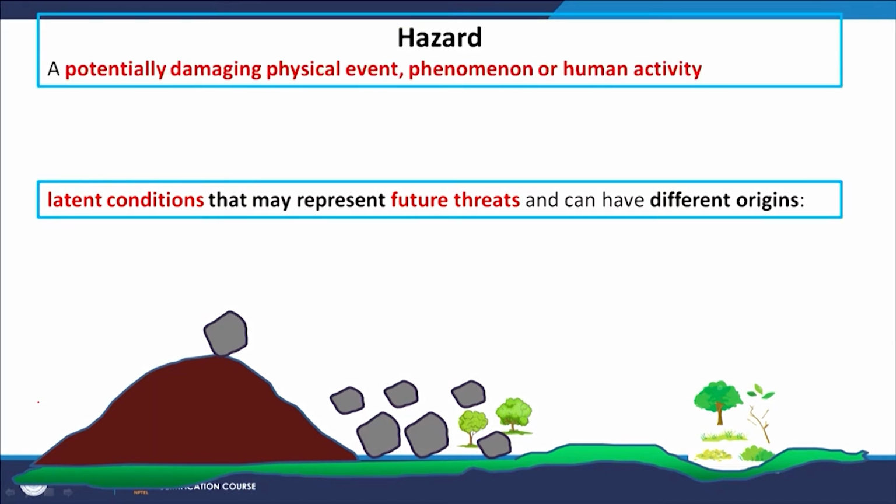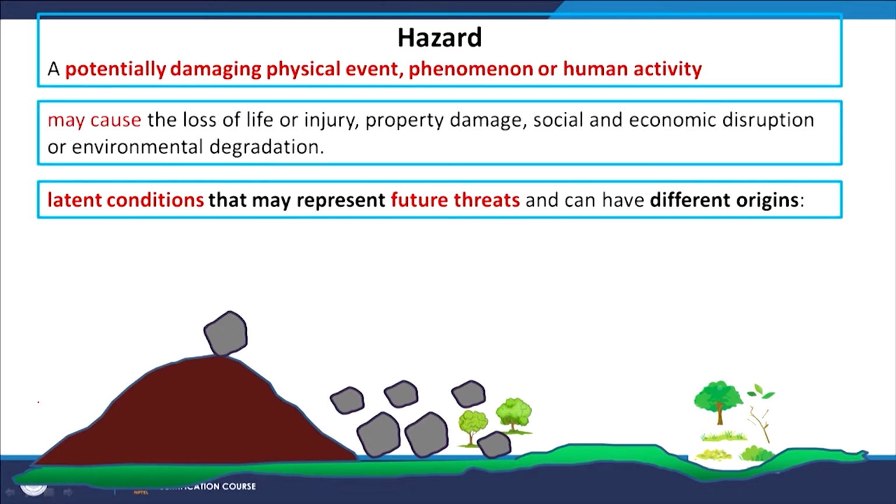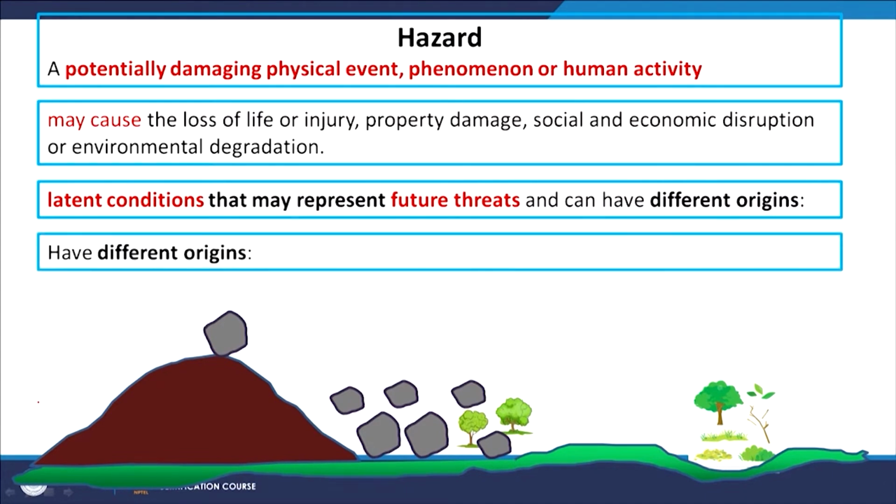So hazard is defined as a potentially damaging physical event, phenomena, or human activity that has some latent conditions that may represent future threats and can have different origin. But also, it may cause the loss of life, injury, property damage, social and economic disruption, and environmental degradation. So hazard is a potentially damaging physical event, phenomena or human activity, which may cause in future some loss of life, injury, and property damage, and social and economic disruptions. And it has different origins.